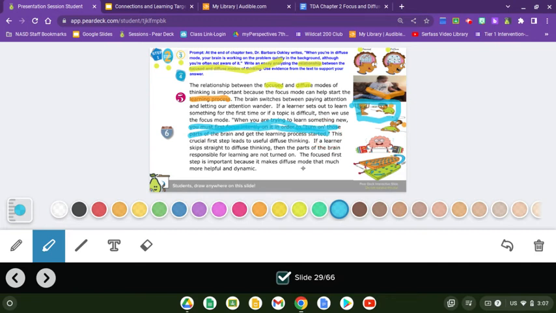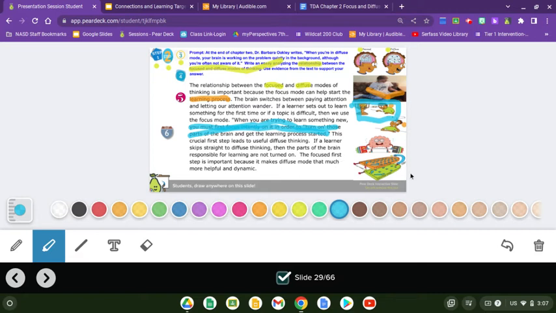This crucial first step leads to useful diffuse thinking. If a learner skips straight to the diffuse thinking, then the parts of the brain responsible for learning are not turned on. The focused first step is important because it makes diffuse mode that much more helpful and dynamic.